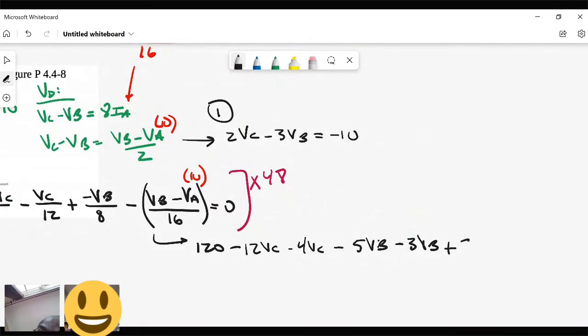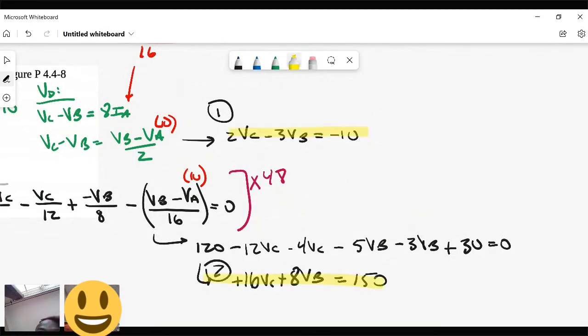I actually move faster than my computer can keep up, so I've got to do one more cleaning. We have negative 8 VB, and negative 16 VC equals, that's going to give me a negative answer, so I'm going to make all of them positive. That's going to be positive 150. All right, so we have 2 equations and 2 unknowns, and now we just have to add these together and figure out what we get.